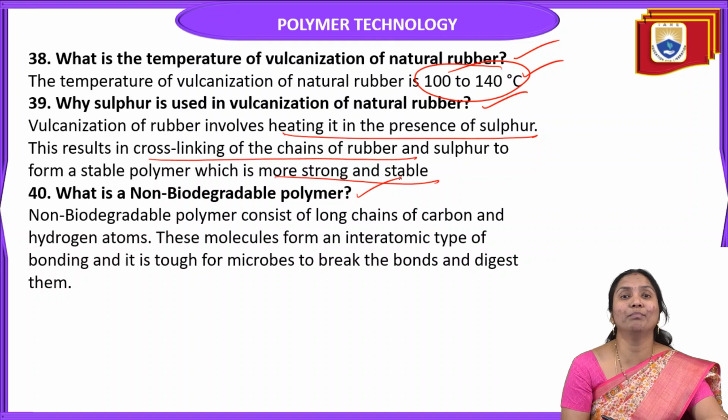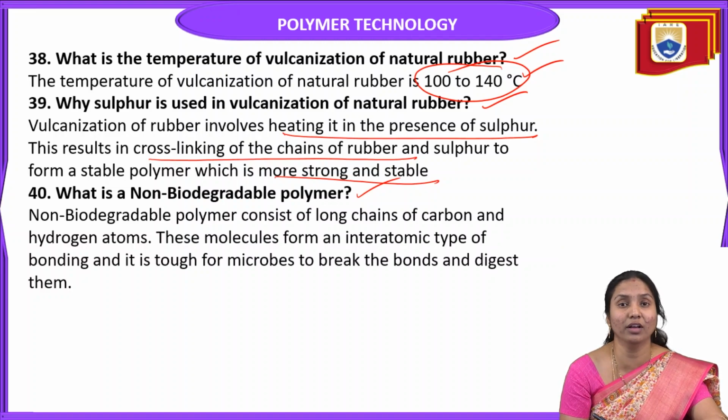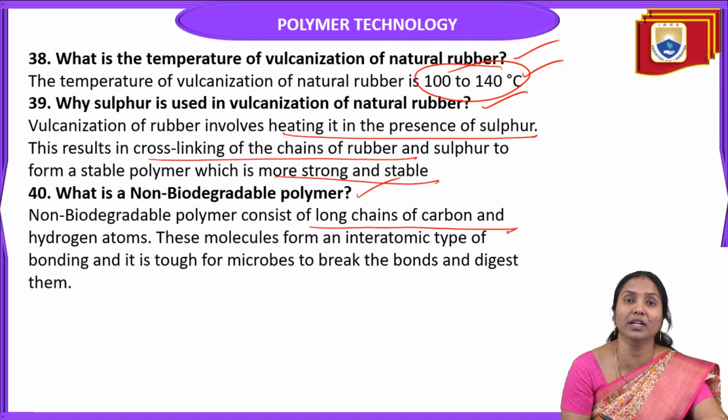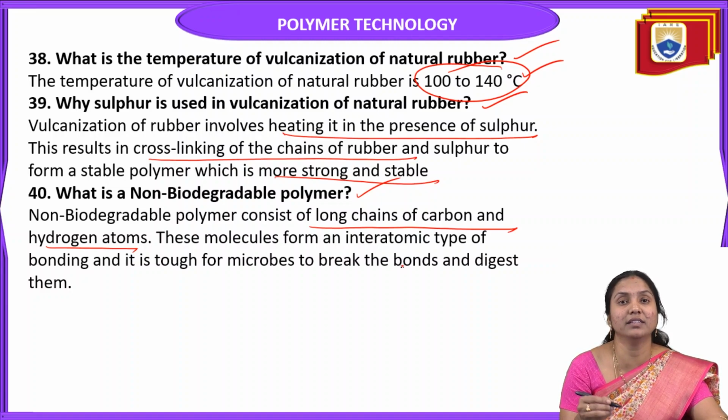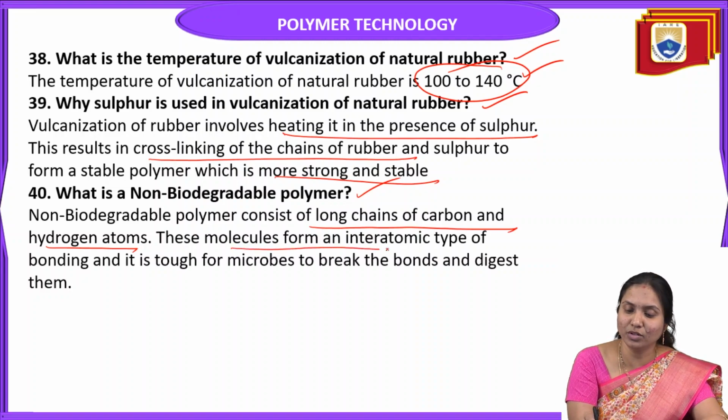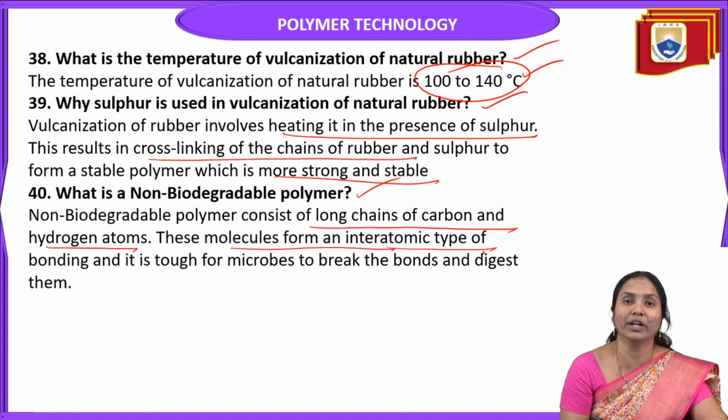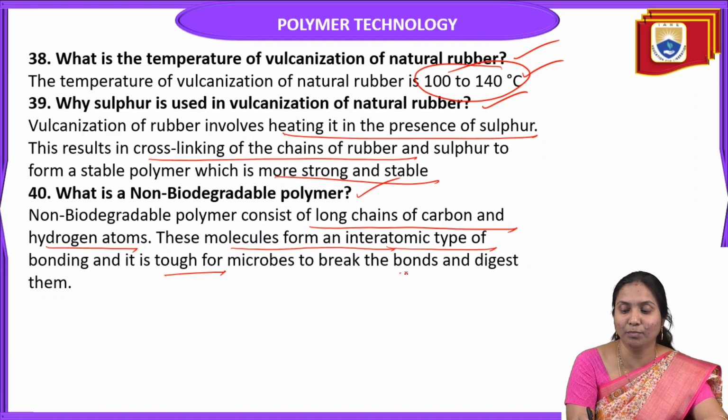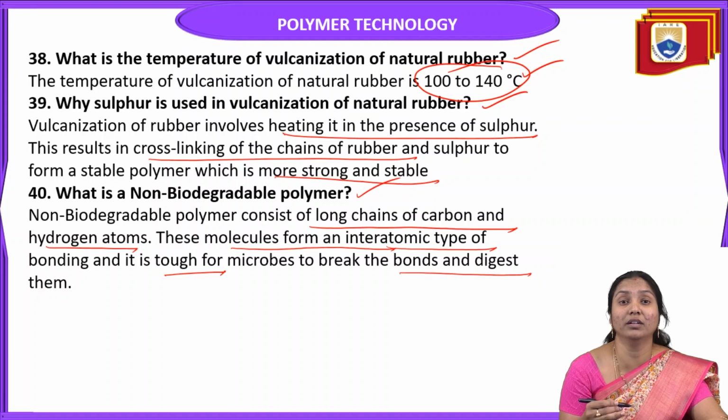So next question is, what is a non-biodegradable polymer? Biodegradable polymers easily undergo degradation by enzymatic reactions or microorganisms. But non-biodegradable polymers consist of long chains of carbon and hydrogen atoms. These molecules form interatomic bonding, and it is tough for microbes to break the bonds and digest them. These polymers do not undergo degradation easily. So that is the main difference between biodegradable and non-biodegradable polymers. Here the best example: all the synthetic polymers are non-biodegradable polymers.